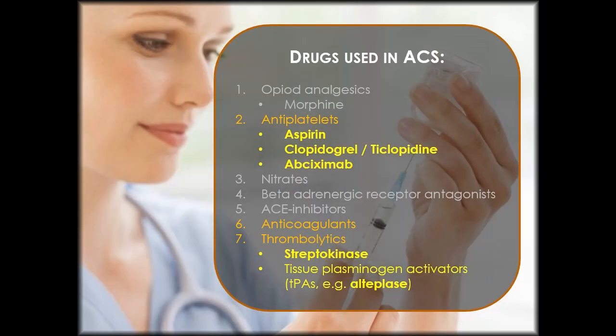So just to recap the drugs used in ACS, you'll have your morphine, your antiplatelet agents, nitrates, beta blockers, ACE inhibitors or ARBs, anticoagulants, and finally the thrombolytics. For the purpose of our lecture that I'll be covering, we are going to talk mostly on antiplatelets as well as the thrombolytics.